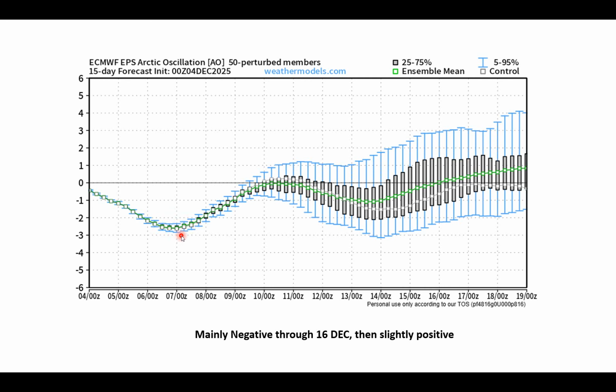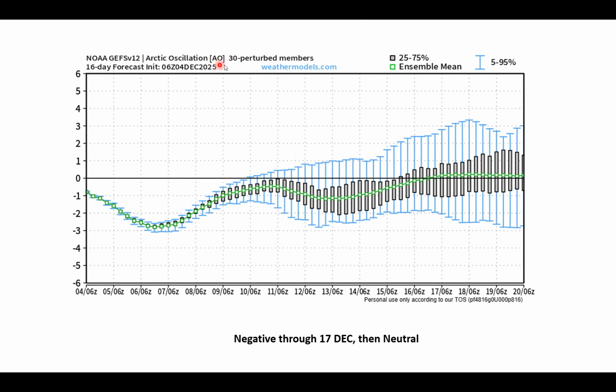Look at the green line. That's the average of all 50 of the ensemble forecast members. We're going to peak at a negative AO right around the 7th of December. Then it starts working its way back up towards the zero line, or the neutral line, briefly around the 10th and 11th, but then it drops back negative, basically from the 10th all the way to about the 16th of December, and then the EPS is showing a slightly positive AO after that.